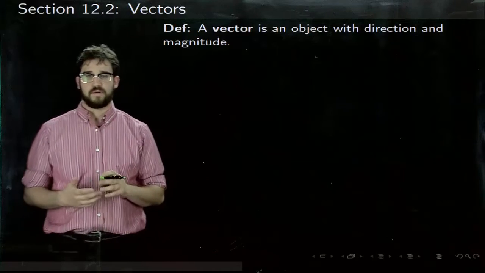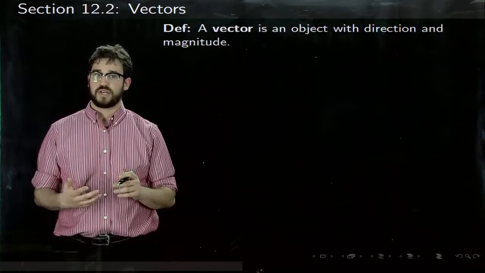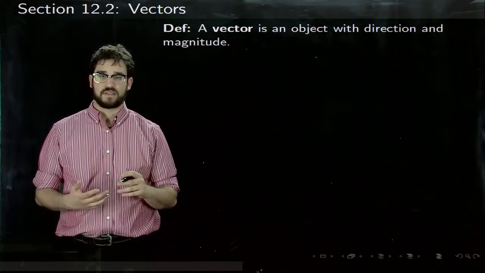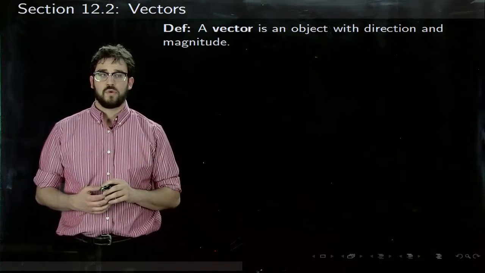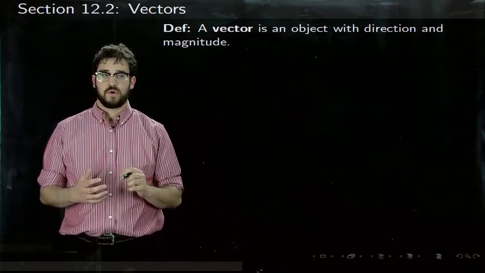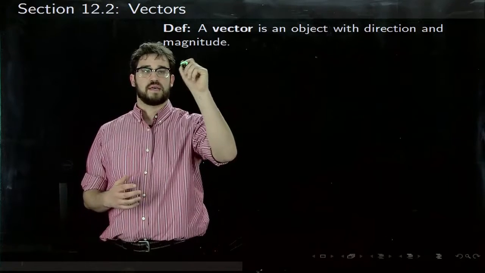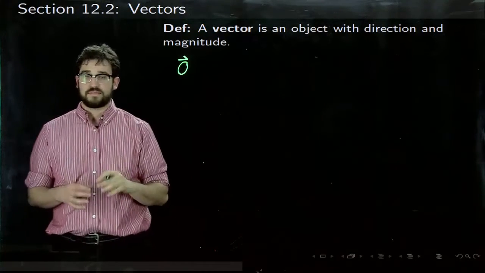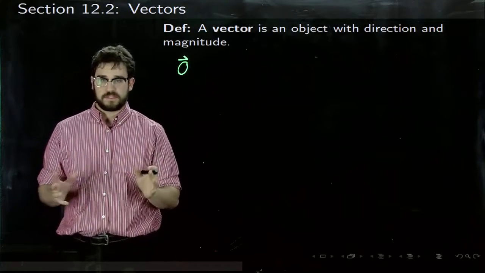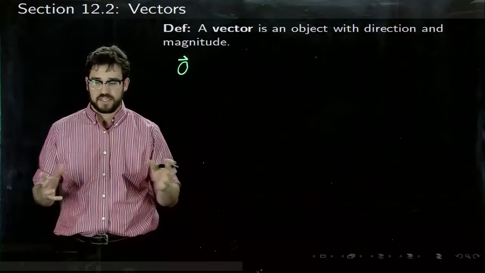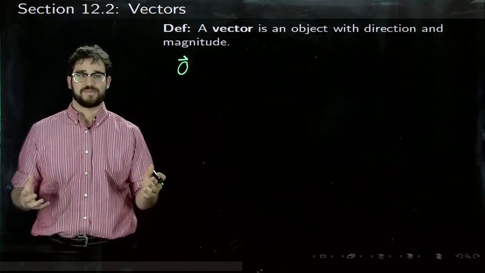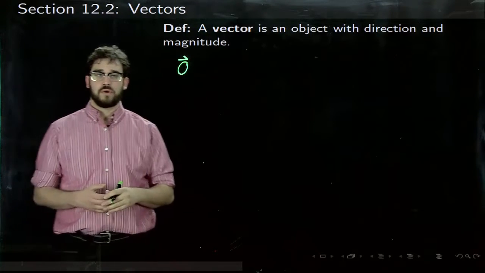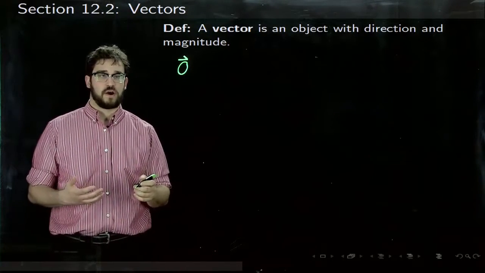Let's move on to talk about vectors. A vector is an object with direction and magnitude. There's one exception, which is the zero vector, which is denoted as a 0 with a little hat on it. This has magnitude of 0, and you don't need to specify the direction because it has a magnitude of 0. So let's look at what vectors are.